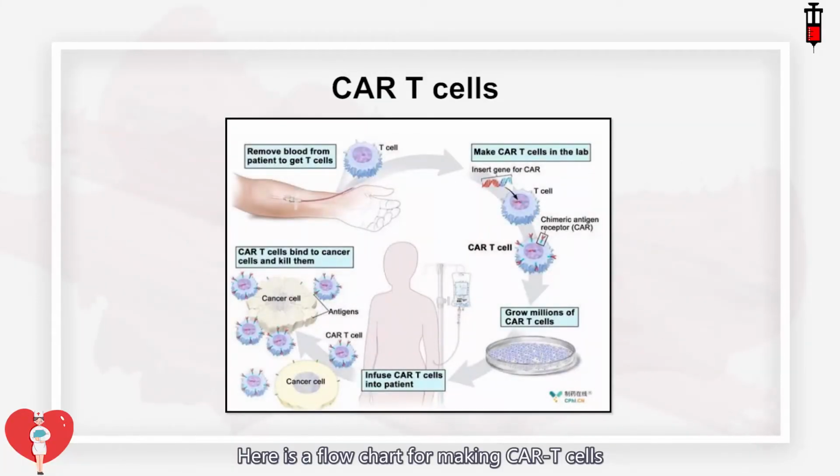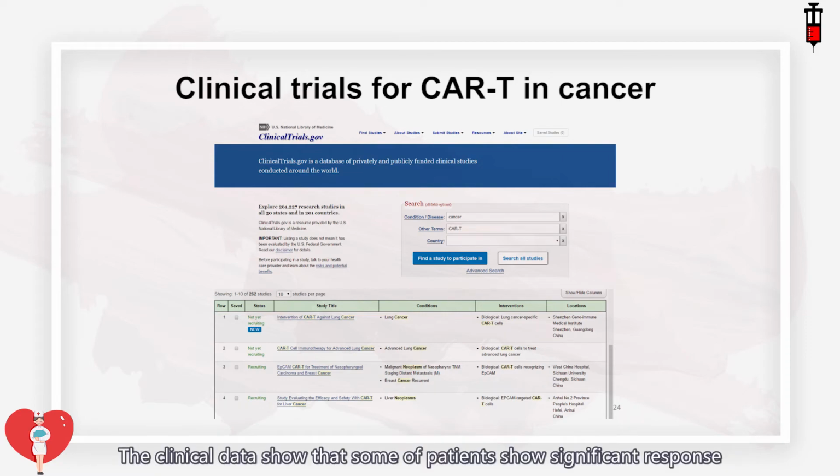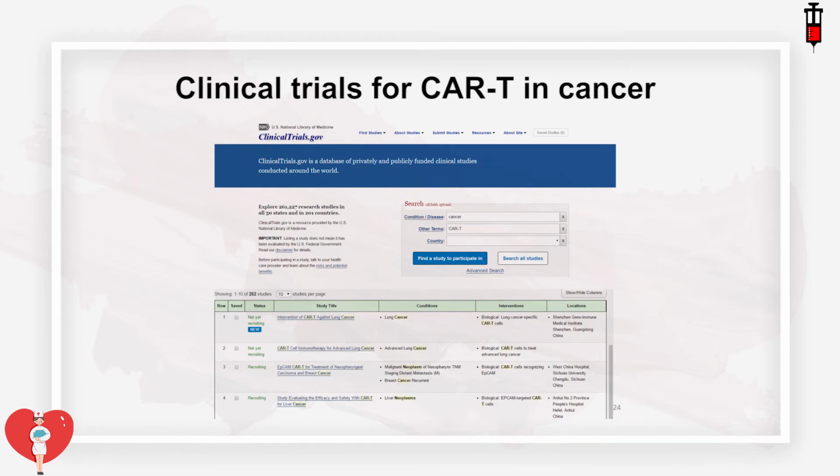Here is a flowchart for making CAR T cells. Briefly, T cells are isolated from patient blood, transfected with CAR genes, expanded in vitro, and then transferred back into patients. Nowadays, there are many clinical trials for CAR T in different kinds of tumor patients. The clinical data show that some patients show a significant response to this kind of therapy.